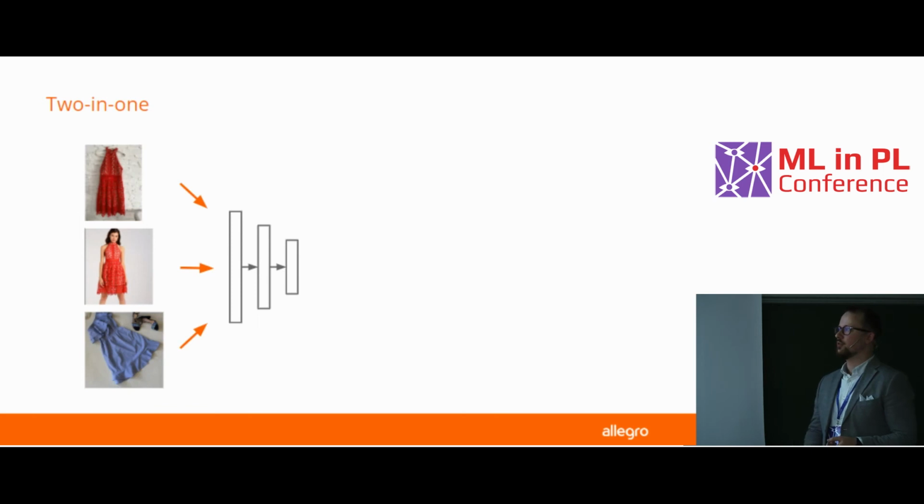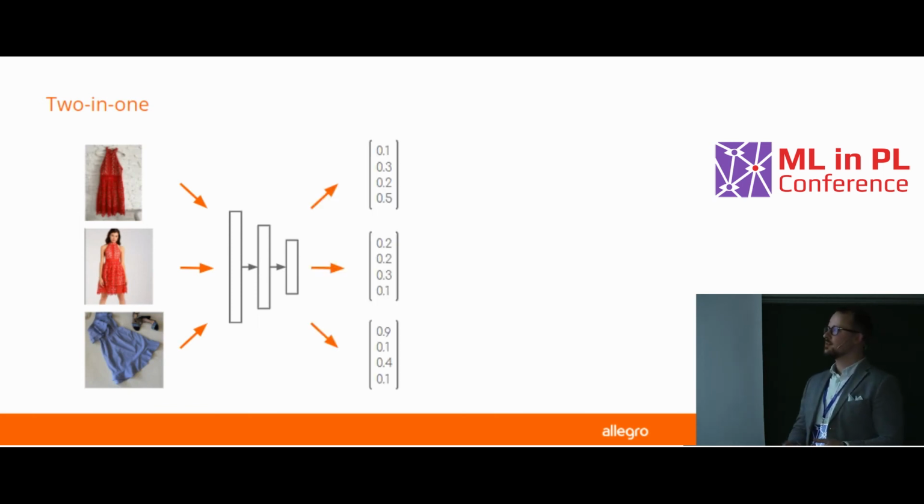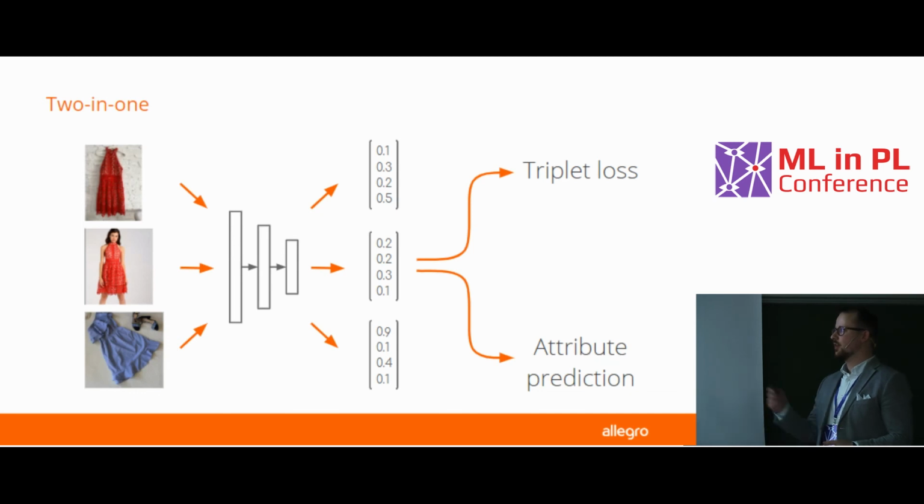We'll pass it through our encoder network, still the same ResNet. We'll get some embeddings, we'll calculate our triplet loss on that, and then we'll add a classification head for attribute prediction. So this way, our results should be better. But here comes the question: which one is more important, triplet loss or attribute prediction?